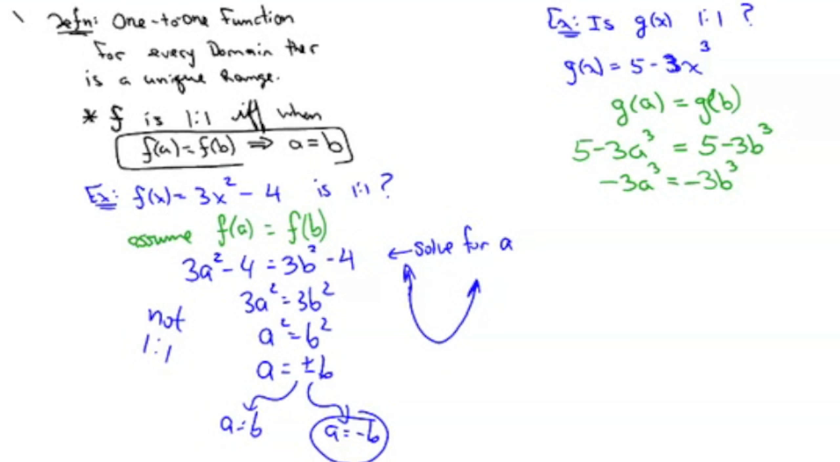Fell asleep there for a second. Not yet. Oh, divide by 3. Divide by negative 3, and you get a cubed equals b cubed. Now if you cube root it, I can write a equals b. Because cube roots don't get the plus or minus, they just become whatever they are. So is this function one-to-one? Yes. One-to-one, invertible. In other words, g inverse exists.